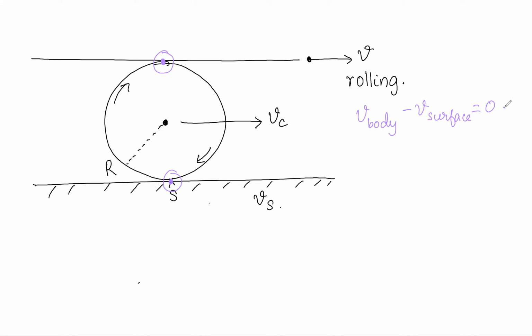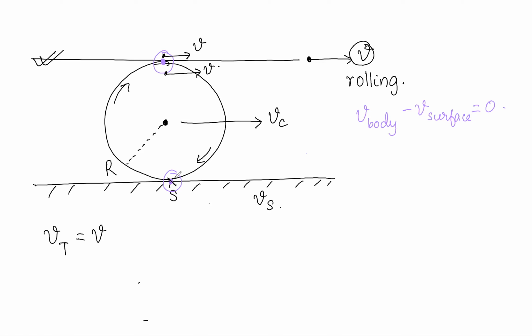Now mathematically writing this equation might seem a little bit scary to you, but it is very simple. If the surface is moving at some speed, the object should also move at the same speed. So basically the velocity at the top point should be equal to v, because this top object is moving with the speed of v. So velocity at the top point is v.